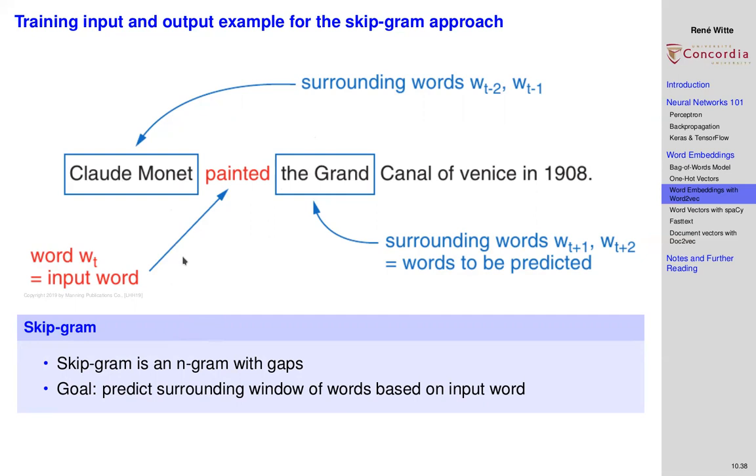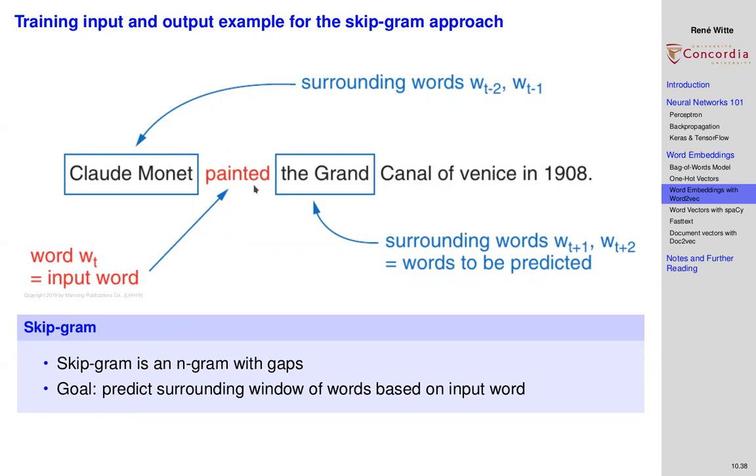And we want to be able to predict from these surrounding words which word goes in here. So given Claude Monet and the Grand, we want to predict that the word that should go in here is painted. Wait, what did I just say? I think I just switched input and output around. So obviously, the input word is painted in this approach.